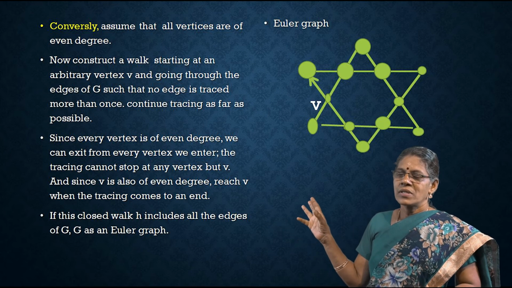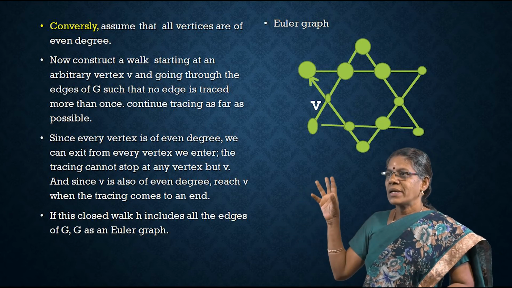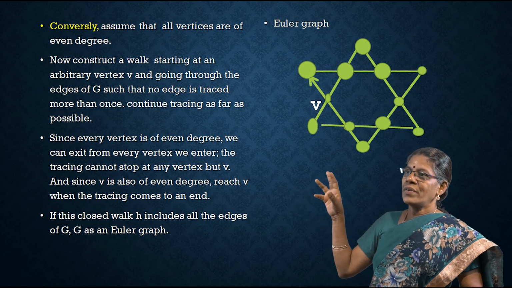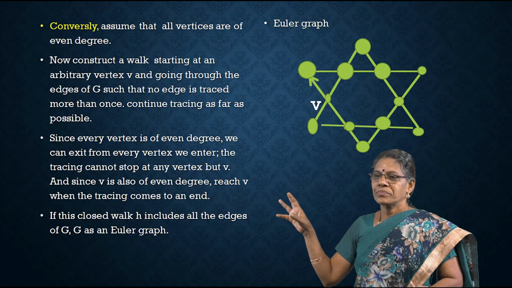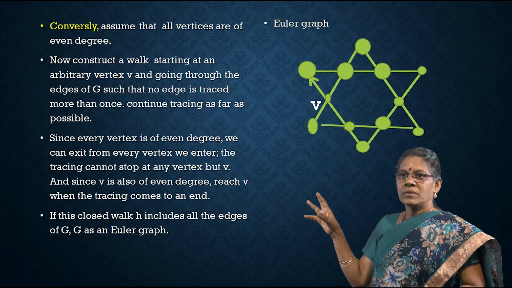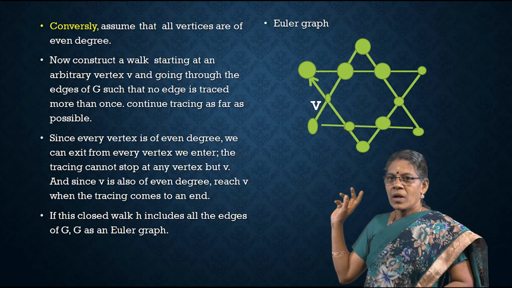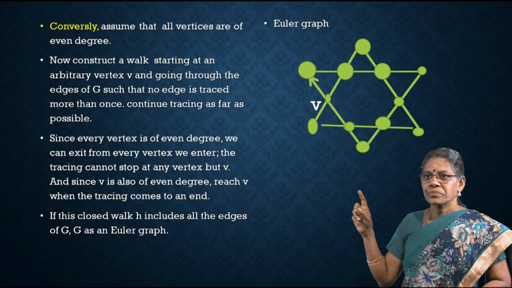Okay. Conversely also proved. So G is an Euler graph if and only if every vertex is of what degree? Even. Okay. Very important theorem. Very good. Next.